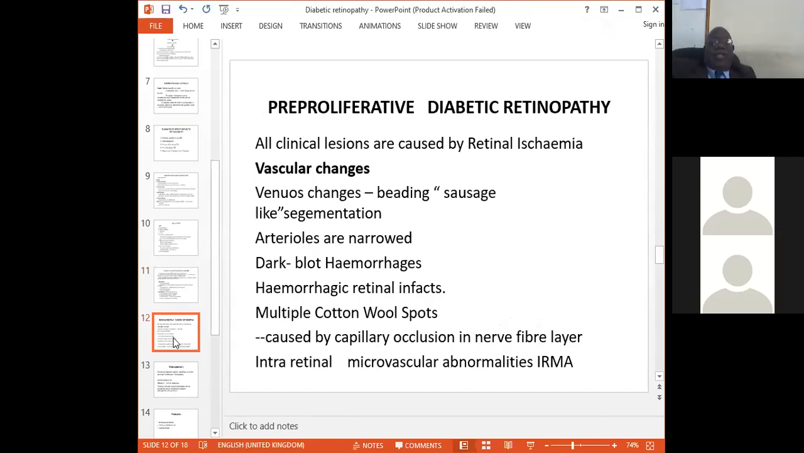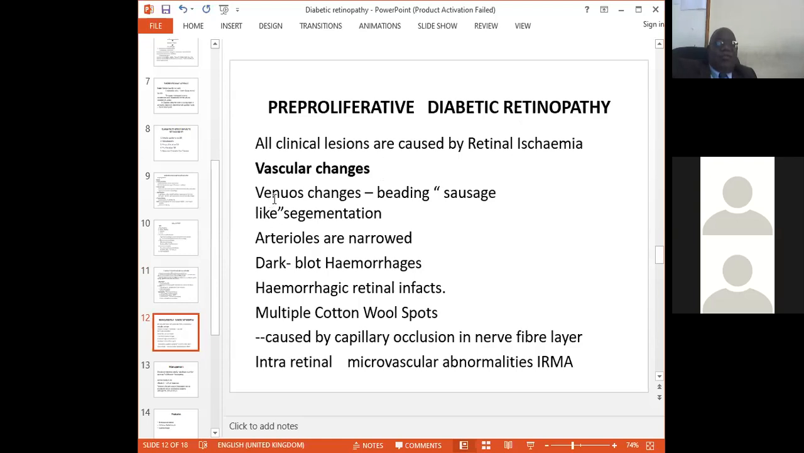Classification of diabetic retinopathy, what we've been talking about there is maculopathy. Now let's go to classification of diabetic retinopathy. All clinical lesions, you start with pre-proliferative diabetic retinopathy. All clinical lesions are caused by retinal ischemia.